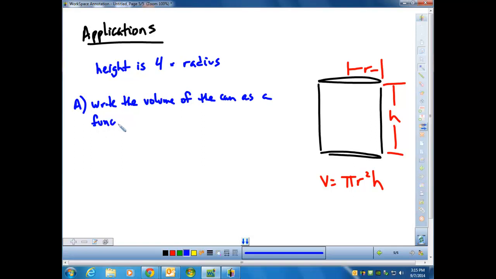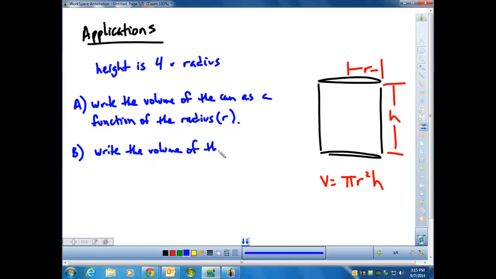When you're done with that, I want you to rewrite the volume formula so that it's a function of the height h. Again, what does that mean? It just means write it so that the only variable you see in the problem is h. This would be a pretty good time to push pause and actually try to do this, and then when you're done, start the video back up and see how you do compared to me. I'll check back with you in a second.